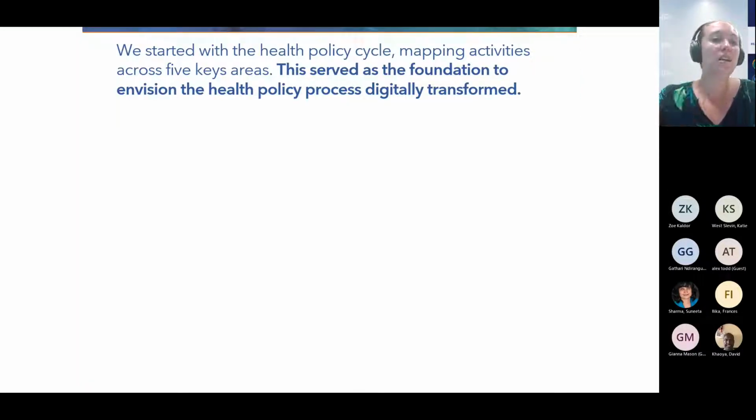So understanding how we can use digital solutions to improve the policy process, we wanted to start with a process map, as you do with any good digital transformation process. So we mapped the health policy cycles and the activities that take place across each of the stages. So here you'll see, as I click through, that we use the policy cycle of the 4-step process with the undergirding of stakeholder engagement and advocacy supporting all the steps.